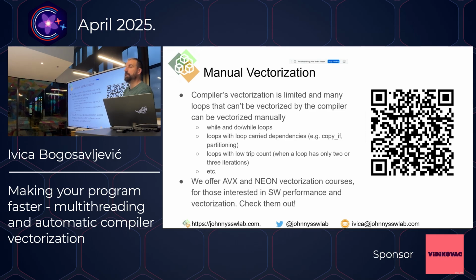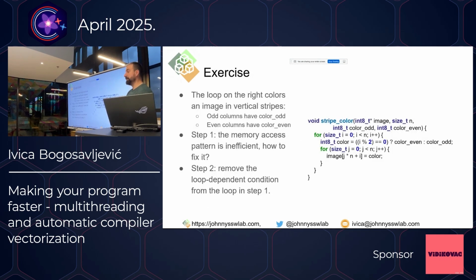So you would need manual vectorization, using intrinsics, in order to vectorize that kind of loops. And if you aim to be a performance engineer, at some point you will get to manual vectorization. Let's do some exercise.